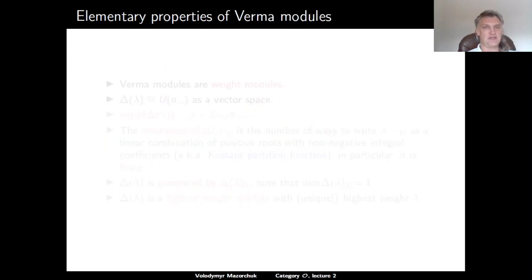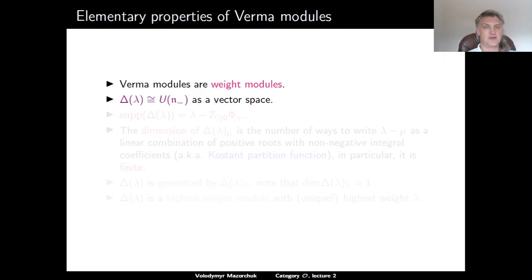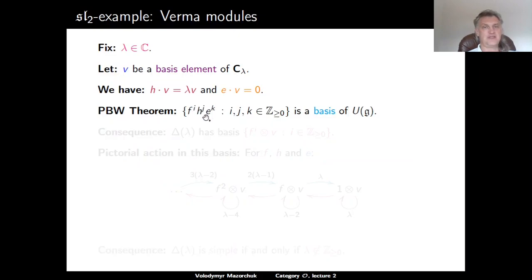Here are some elementary properties of Verma modules. Verma modules are weight modules. Of course, they are generated by a weight vector. They are also highest weight modules with highest weight lambda. As a vector space, Verma modules are isomorphic to the universal enveloping algebra of the negative part. In fact, Verma modules are isomorphic to this universal enveloping algebra as modules over this universal enveloping algebra. This follows directly from the Poincaré-Birkhoff-Witt theorem.